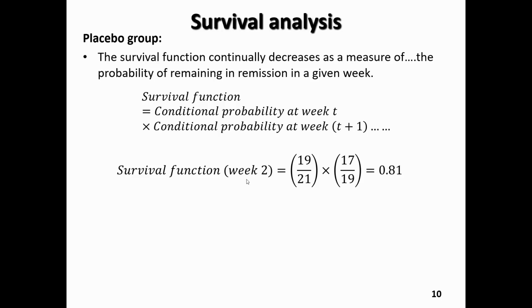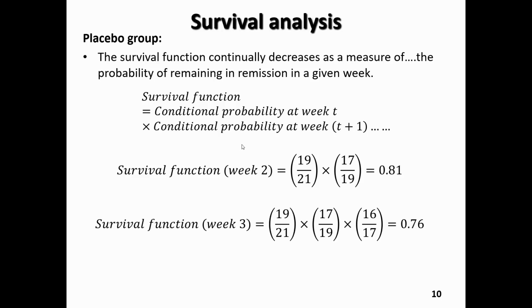For the survival function, we start in week 2. We have our first week, and we see our first week conditional probability. On the previous slide, we calculated the week 2 conditional probability, and we just calculate the product of the two, and our survival function is now 0.81 in week 2, because when we take a look at it in week 2, we have to consider the events that occurred during week 1.